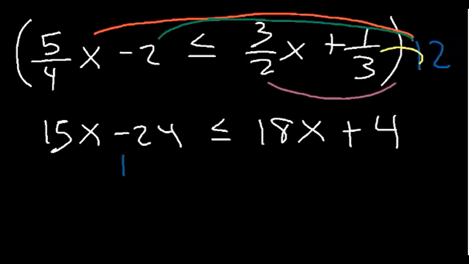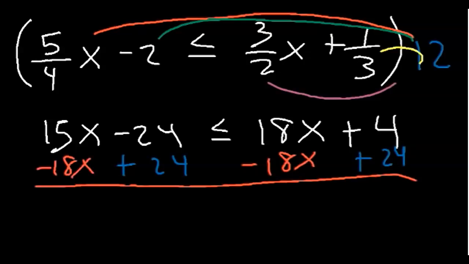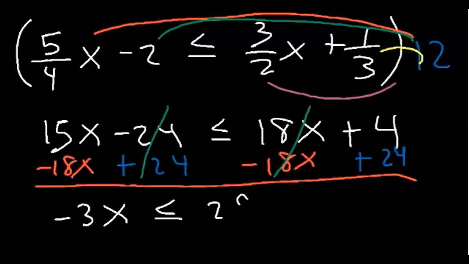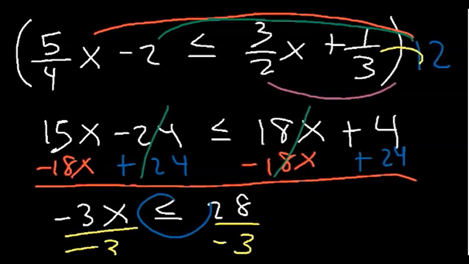So now we can add 24 to both sides, and at the same time we can subtract 18x from both sides. So these will cancel. On the left, 15 minus 18, that's negative 3. And on the right side, 4 plus 24 is 28. So now we just got to divide both sides by negative 3, which will change the sign of the inequality. So our answer is x is greater than or equal to negative 28 over 3.